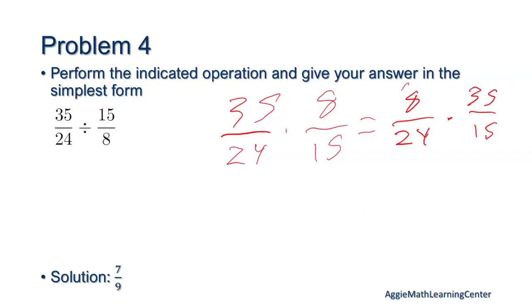Now let's take a look at this. Imagine if you divide up a pie into 24 sections. If you eat 8 of them, that's the same as eating a third of the pie, right? 8 24ths is the same as 1/3, okay?